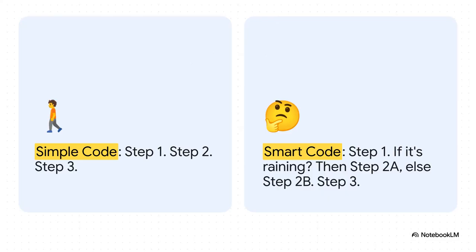And this right here visualizes the difference perfectly. On the left, you've got that straight, rigid path we were just talking about. But on the right, now that's smart code. It can actually pause and ask a question like, hey, is it raining? And then choose a completely different path based on the answer. That is the whole idea behind control flow. It's all about giving your code these forks in the road.